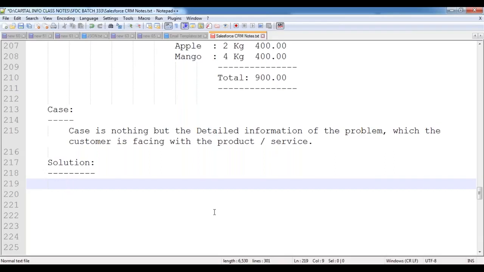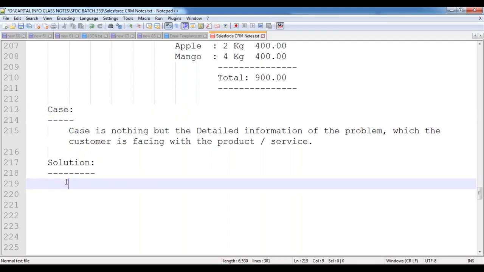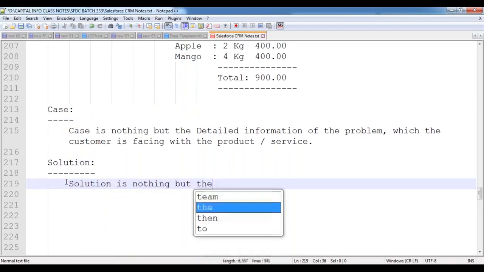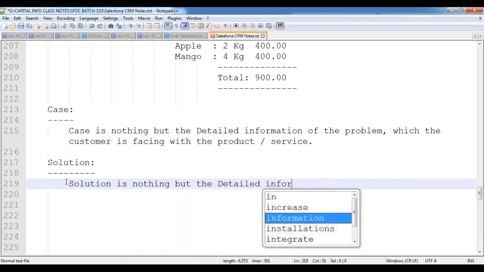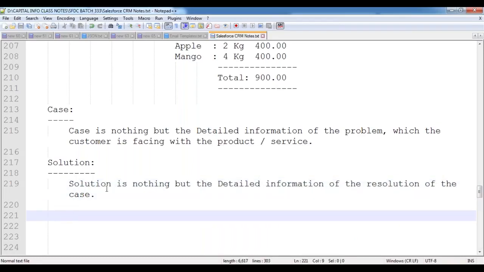Now here in this case, when coming to the solution, what exactly is the solution? Solution is nothing but the detailed information of the resolution of the case. That means in order to resolve this case, whatever detailed step-by-step approach is available, that is called a solution.